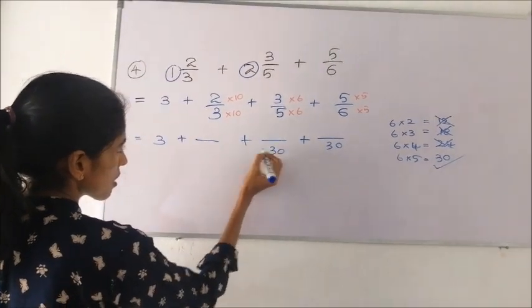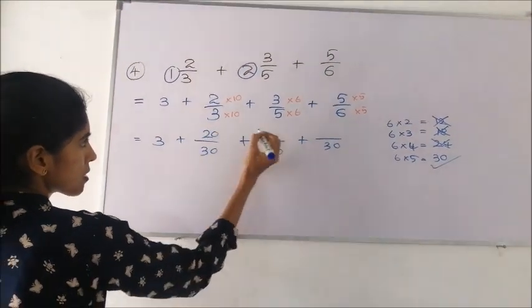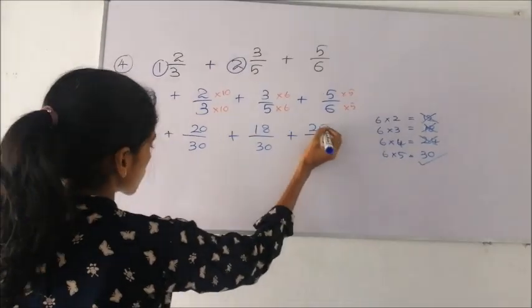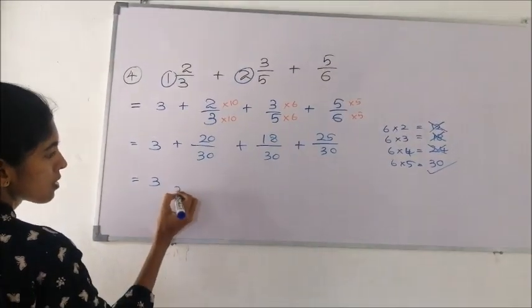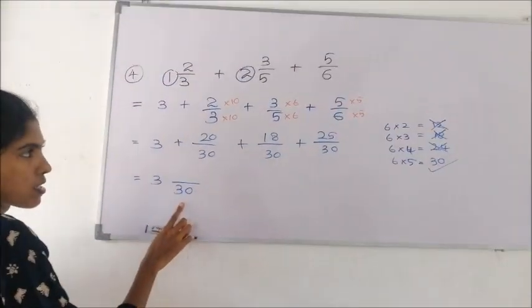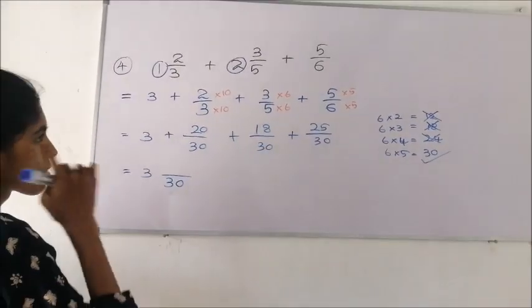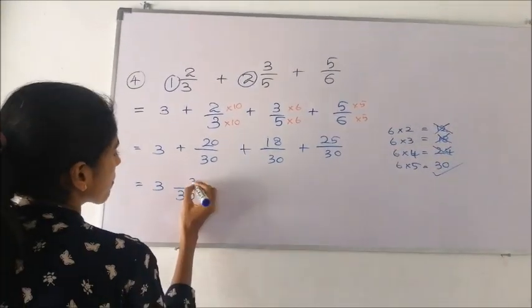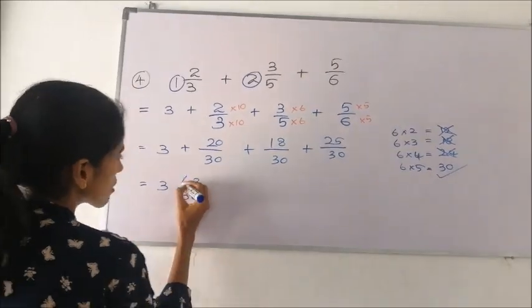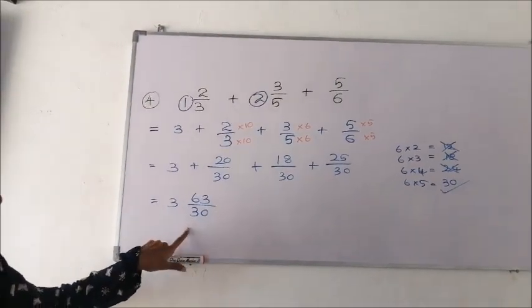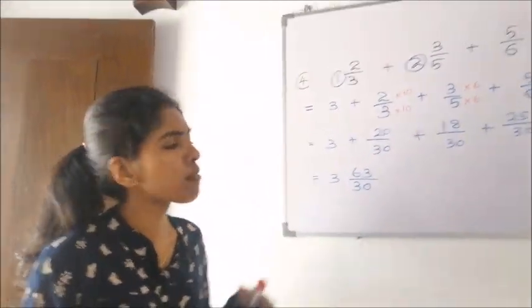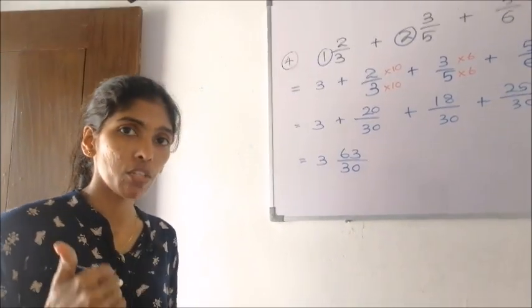Out of 30, from here 20, 18, 25. Now children, in common I am writing 30 here and adding all these numerators. 63. Now can we stop from here? See, these two can be divided by 3, right? Simplest form, I told you that.